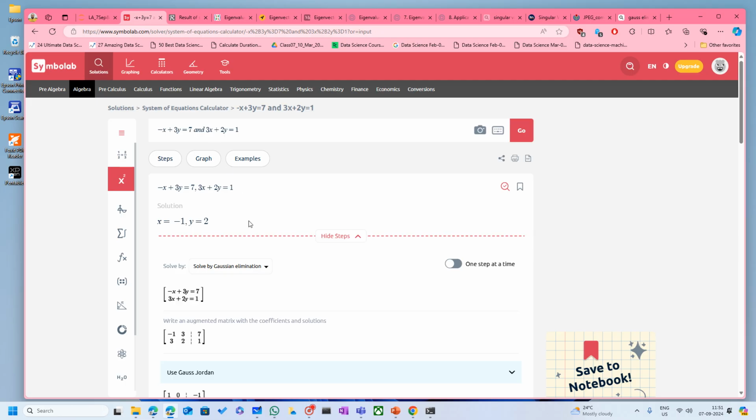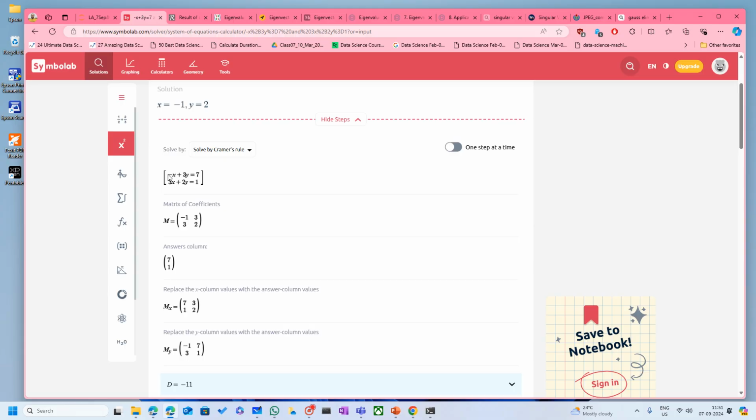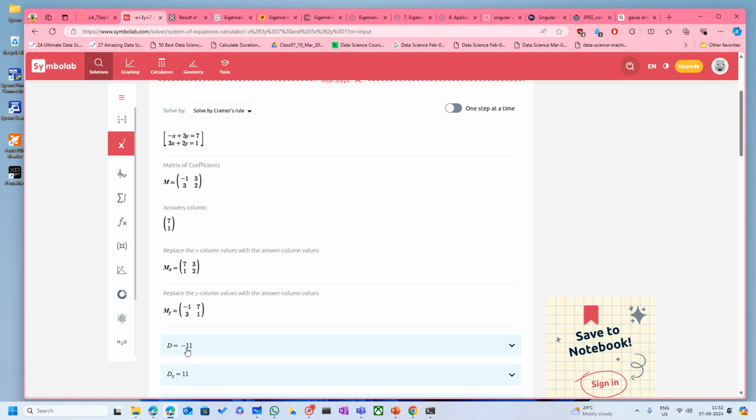Next, look at Cramer's rule. I was going to talk about Cramer's rule anyway. Let me brief it out. This is a very intuitive and easy method. First, you calculate the determinant of the original matrix, in this case -1, 3, 3, 2. The determinant is ad minus bc. -1 into 2 is -2, minus 3 into 3 is 9, so the determinant D becomes -11.